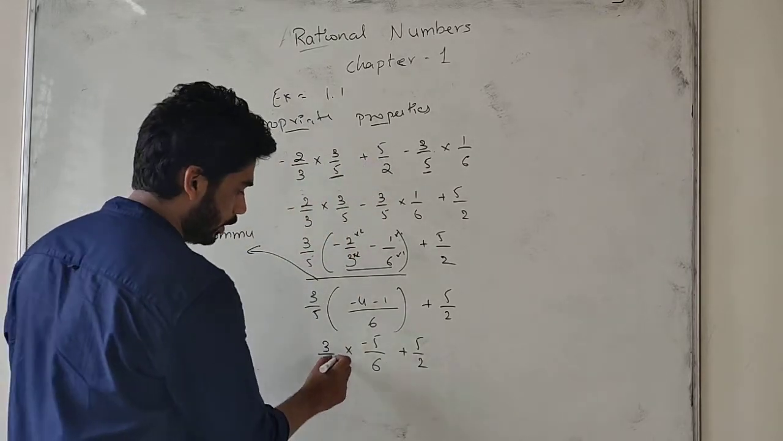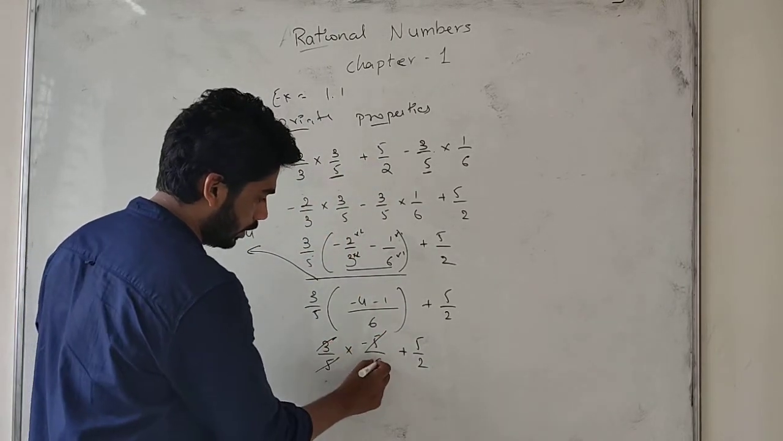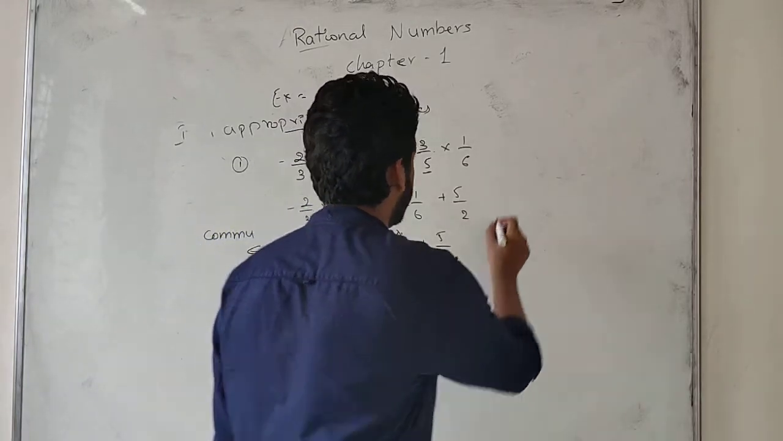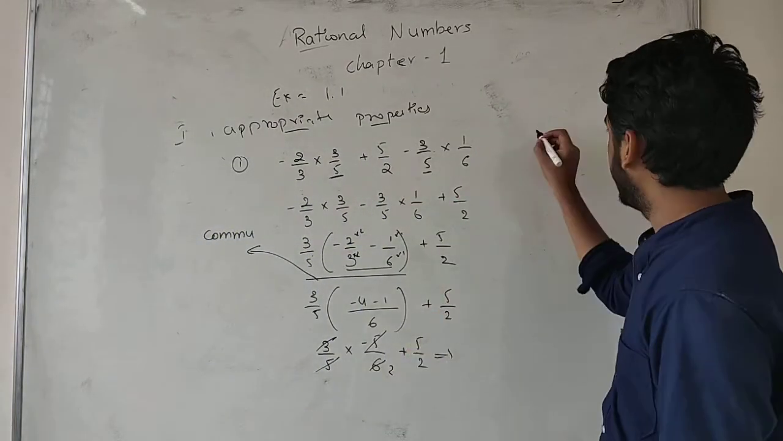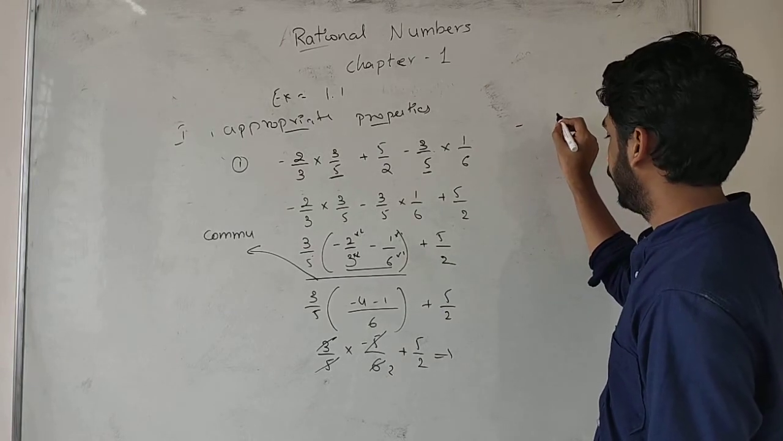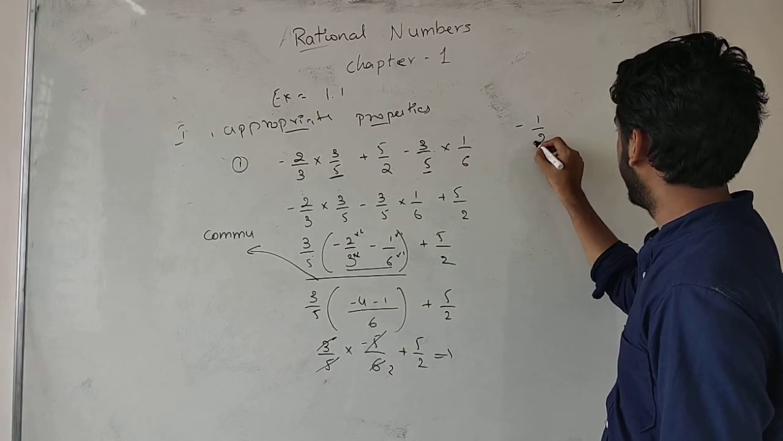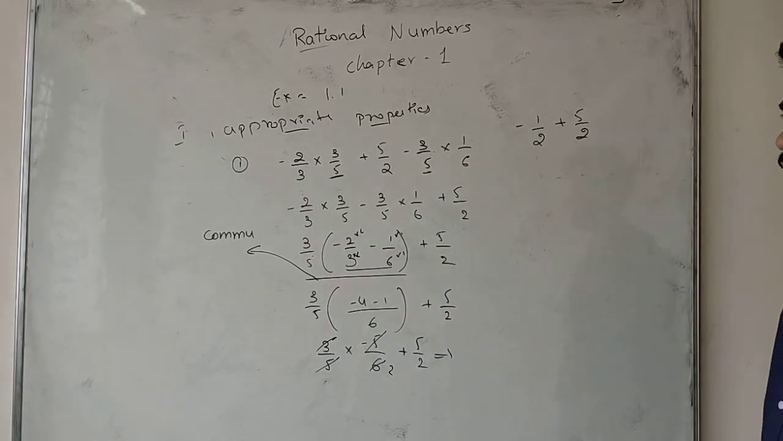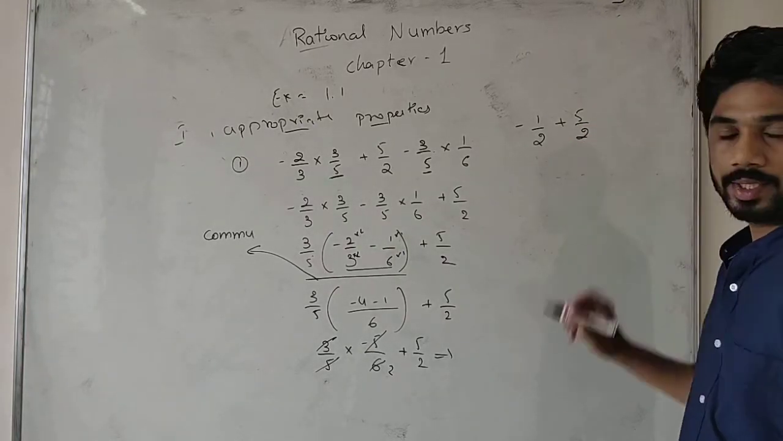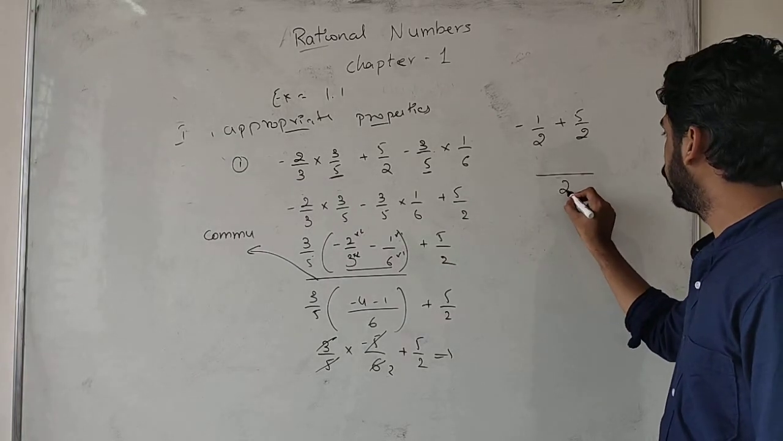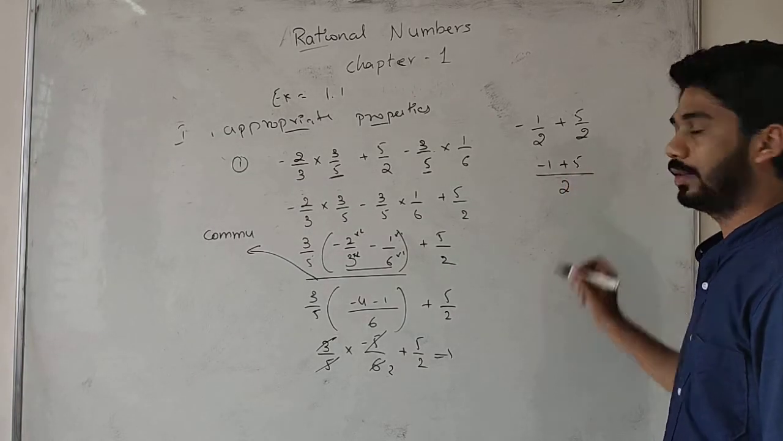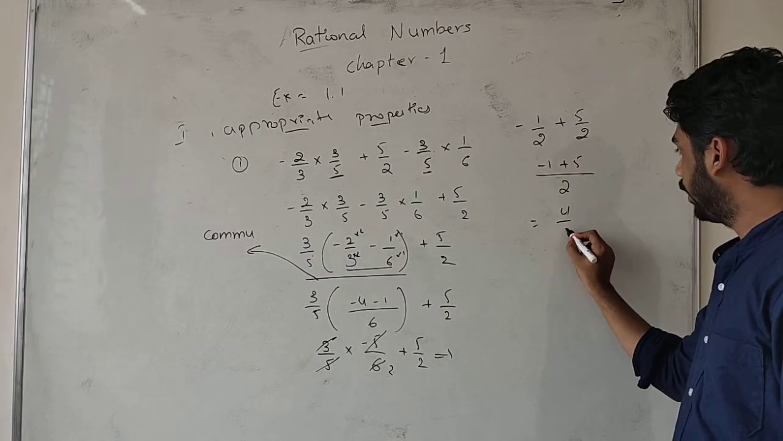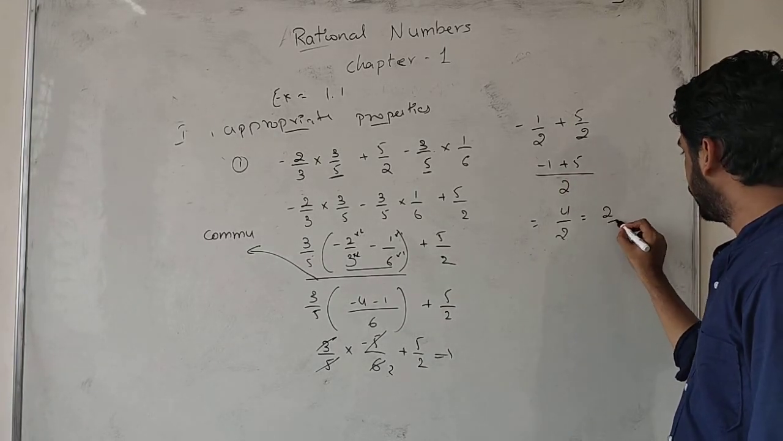Now you can cancel it: 5 ones are 5, 3 ones are 3, 3 twos are 6. So finally we get minus 1 by 2 plus 5 by 2. So students, here the denominator is the same, so we can simply write it as minus 1 plus 5 by 2. Minus 1 plus 5 is 4 by 2. Your required answer will be 2.